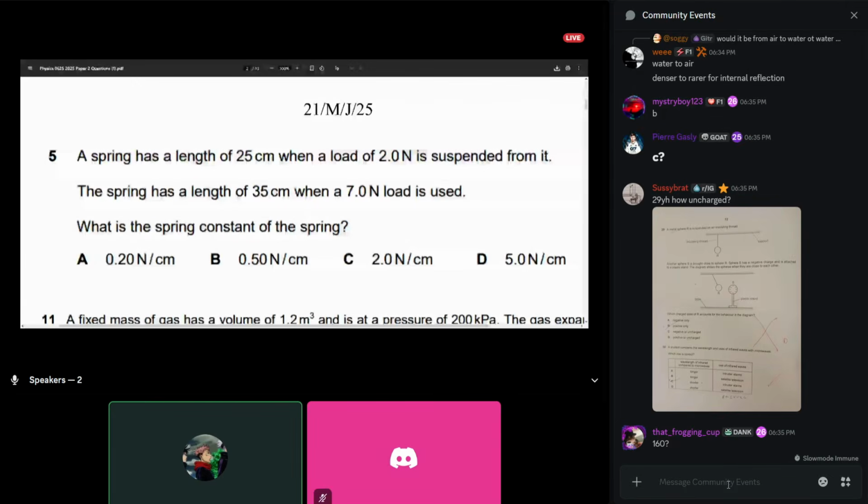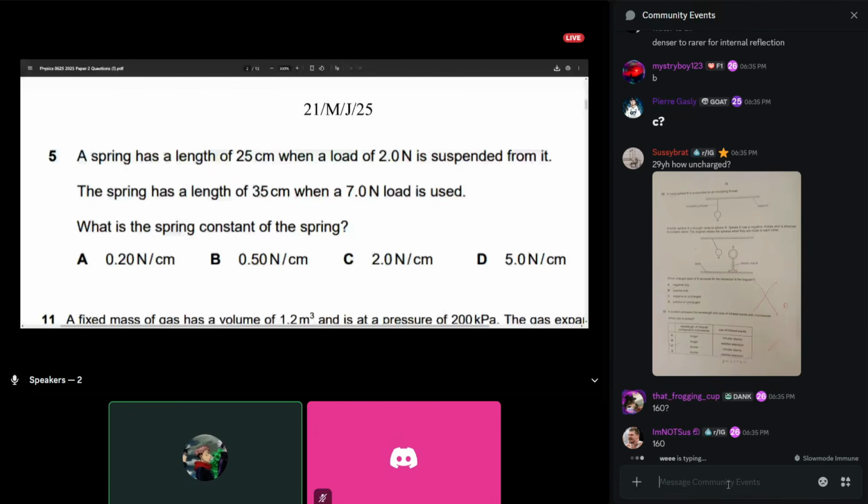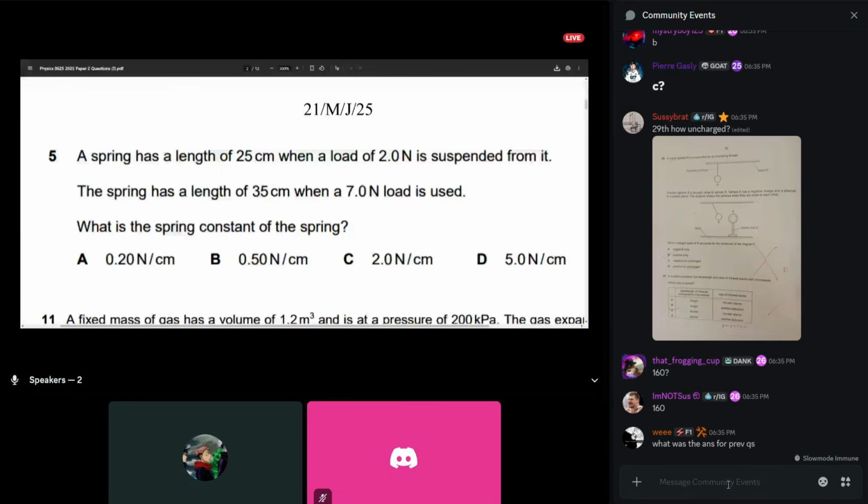We just have to find the actual force applied. So they gave us 2 newtons and 7 newtons, right? So the difference would be 5 newtons. And the length difference is 10 centimeters. So yeah, 5 by 10, 3.5. So B.